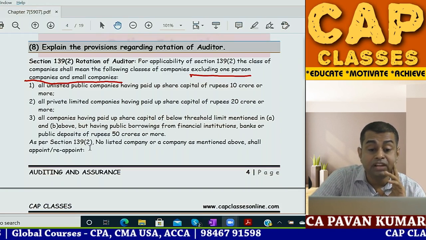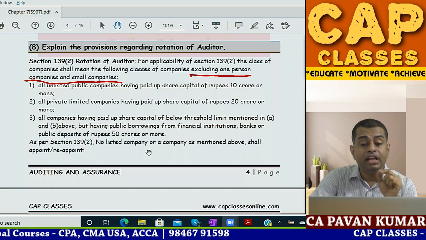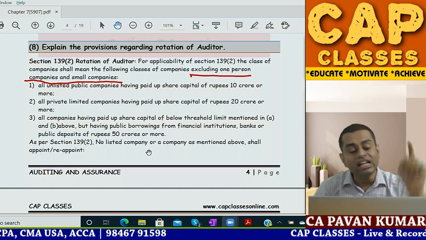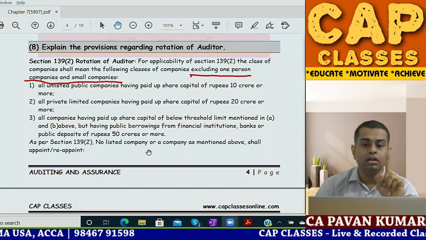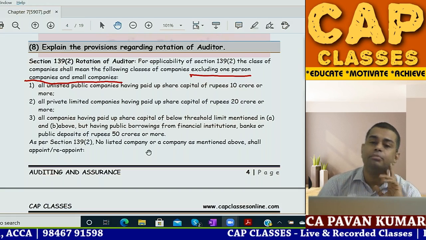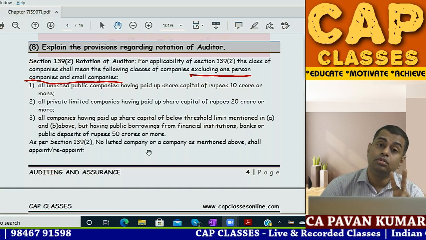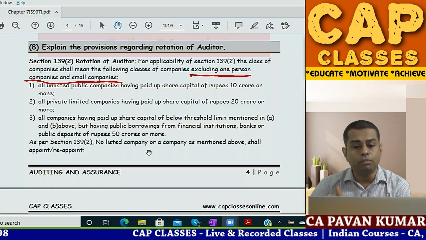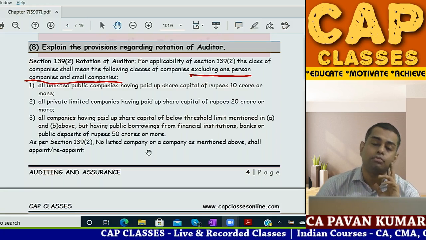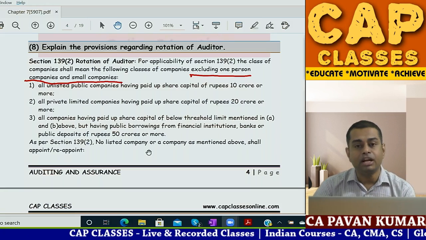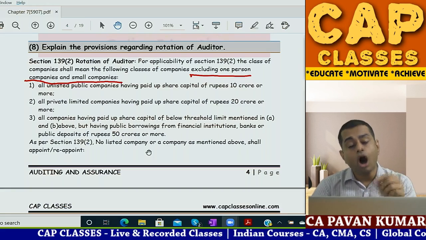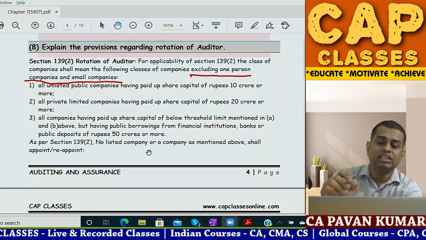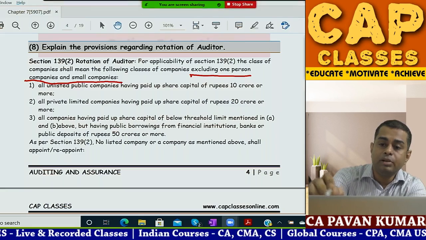As per section 139(2), no listed company or a company as mentioned above. That means all listed companies. 1. Rotation of auditor is applicable to all listed companies. 2. For public limited companies, if they have a paid up share capital of 10 crores or more, or if they have borrowings of 50 crores or more. In case of a private limited company, paid up capital of 20 crores or more, or borrowings of 50 crores or more. Then welcome to 139(2). So what is the applicability of 139(2)?